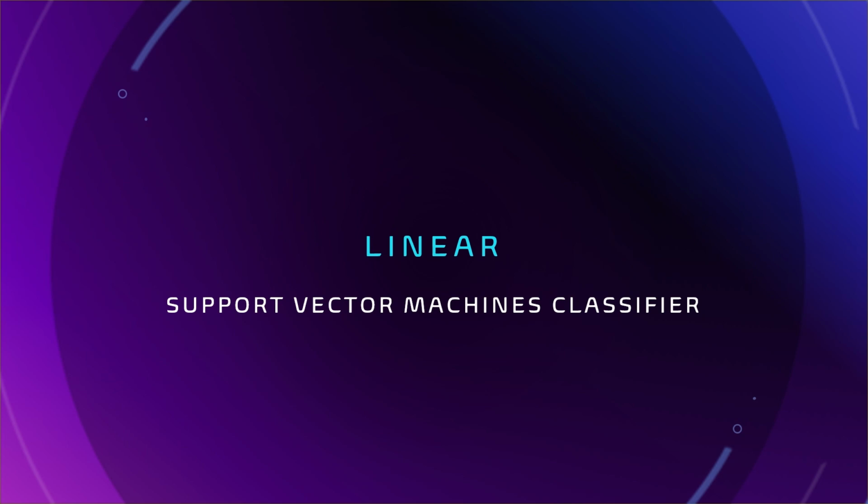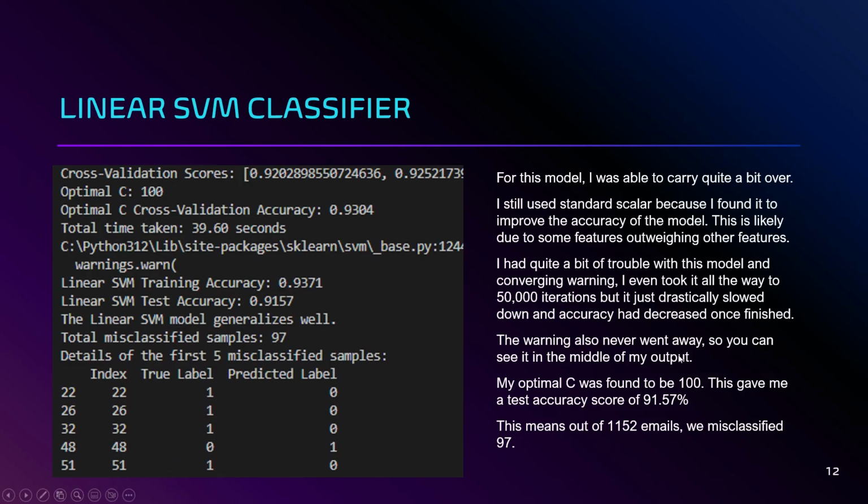Next, we have the linear support vector machines classifier, linear SVM for short. I was able to carry quite a bit over from the other two models. I still used StandardScaler, but I had quite a bit of trouble with this model converging. It suggested to increase the iterations. I even took it all the way to 50,000, but my program drastically slowed down, and accuracy was actually decreasing.